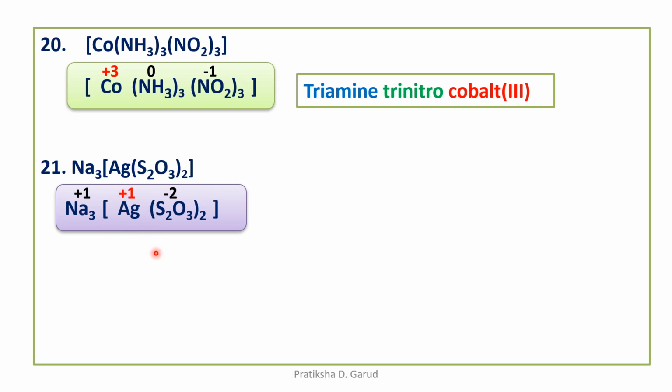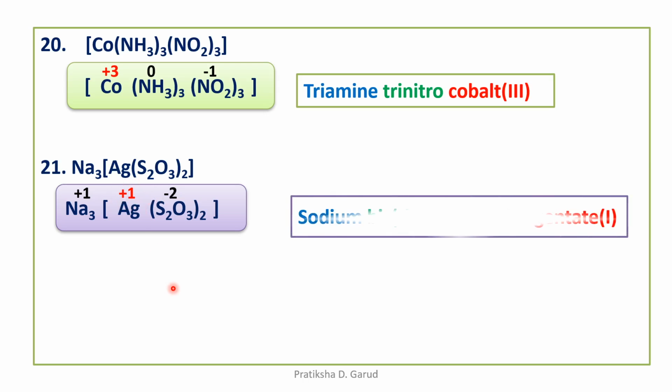Now how to name the anionic complex? While writing the name of the anionic complex, first of all we have to write the name of the cation, that is sodium. Then the full name of the ligand. Then we have to keep a space between them. Then we have to write the name of the metal with the ending ATE, and then without any space, in a bracket we put the oxidation state. So its name is sodium bis. Why is it bis? Because it is a polydentate ligand. Sodium bis(thiosulfato)argentate(I), right? It is sodium bis(thiosulfato)argentate(I).